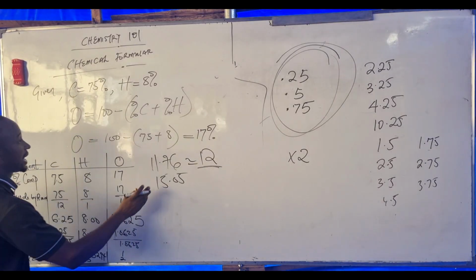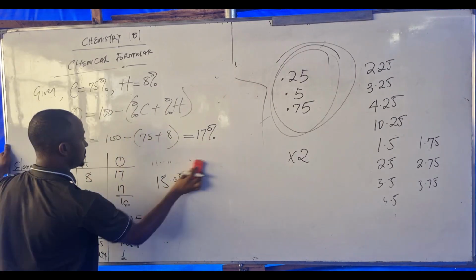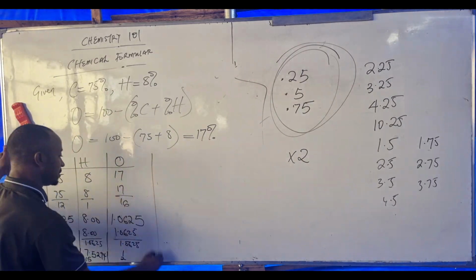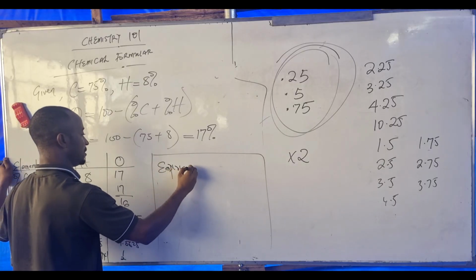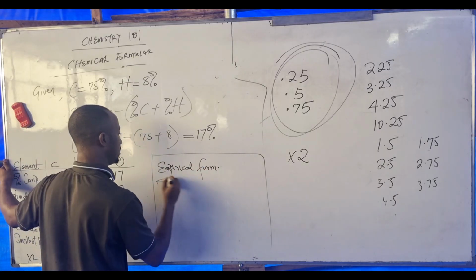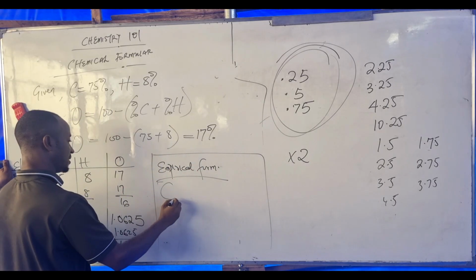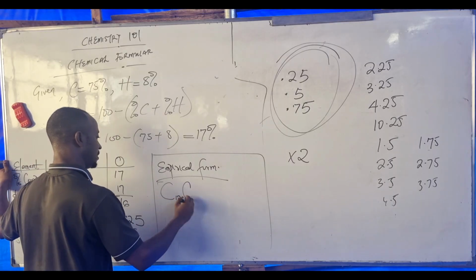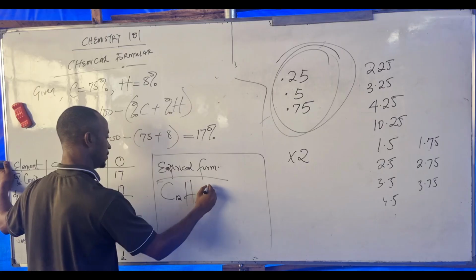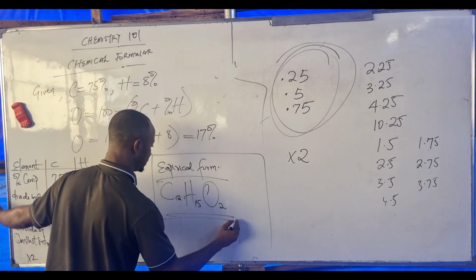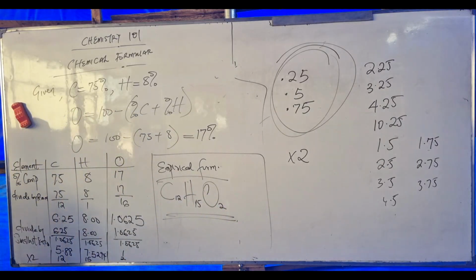2. So what is our empirical formula? What will it be? What is our empirical formula? Also give me 6, 12, 8 what? 15 and what? 2. Final answer. So there was somebody.